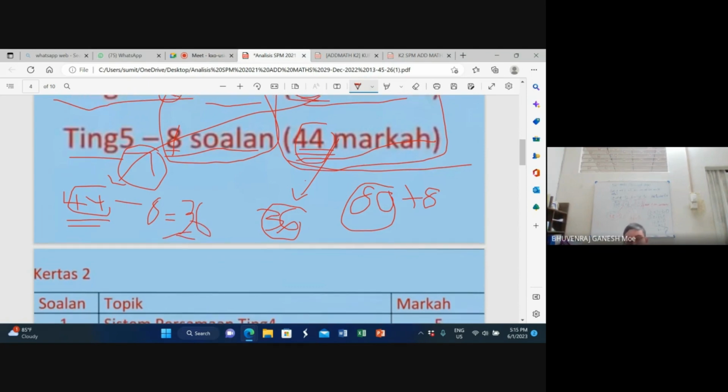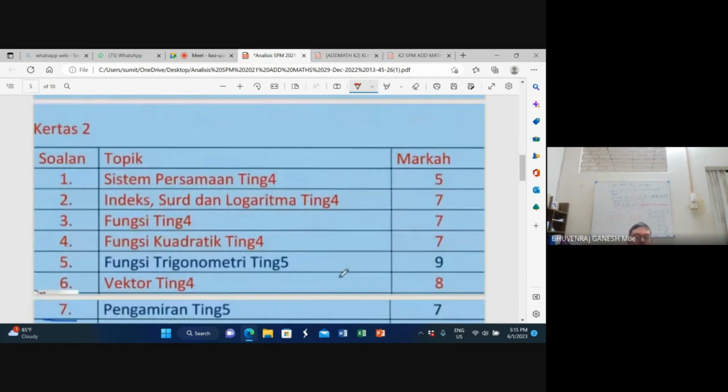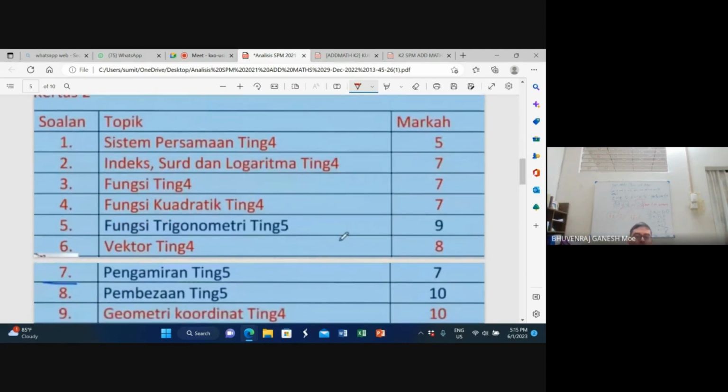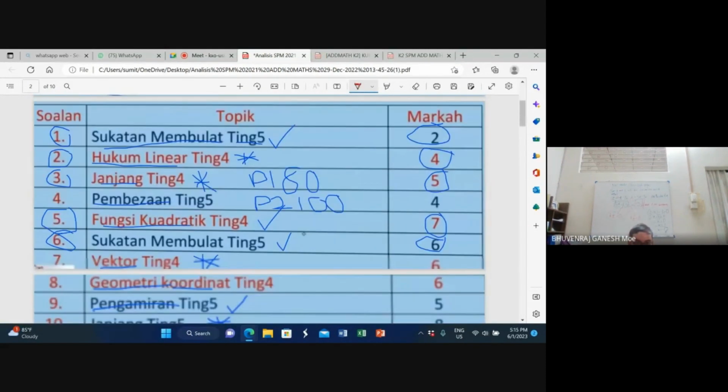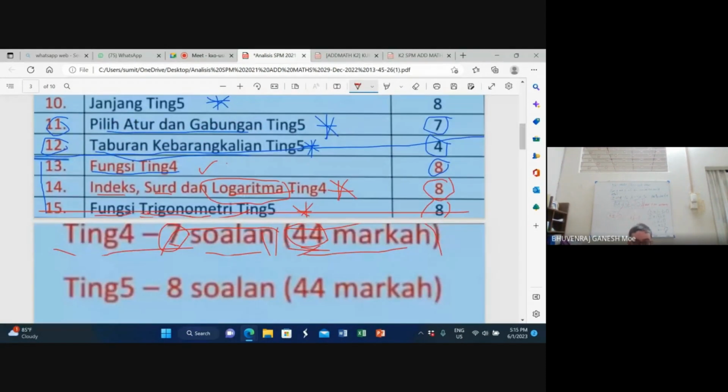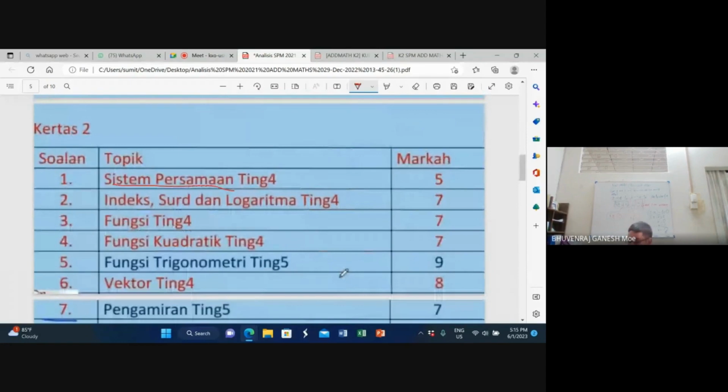Okay. So now we see paper 2. Paper 2 has more marks, so definitely more marks for each question. Okay. So the first topic is system of equations. Let me see on top. System of equations, nothing. So how's your system of equations? I think I taught this also. Chapter 3, Form 4.